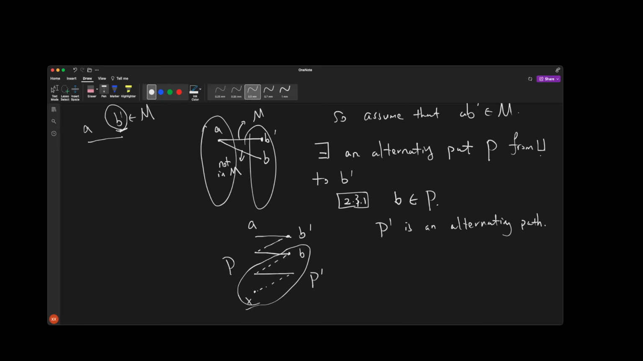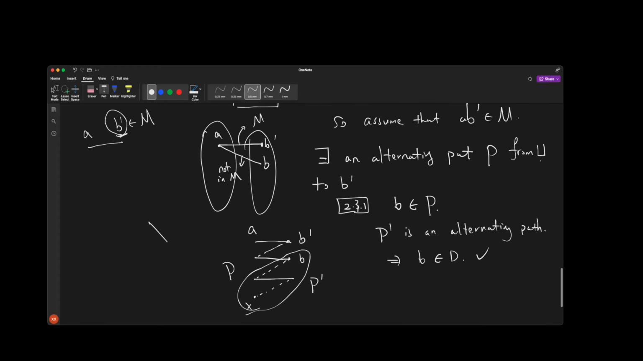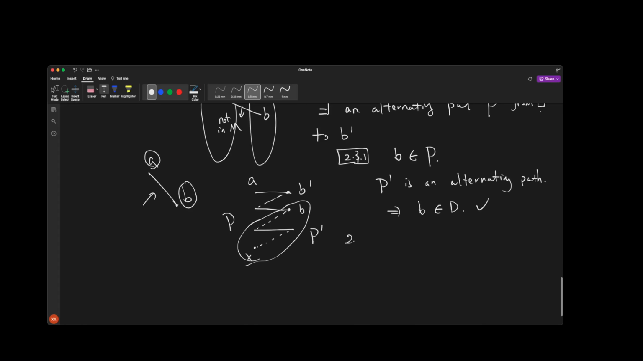Okay, by definition, it means that B must belong to D. Okay, we are done. Because we are interested in this edge AB. We hope B belongs to D, because we assume that A is not in D. So this edge AB, A is not in D, we have to prove that B is in D, such that D covers this edge. Alright?